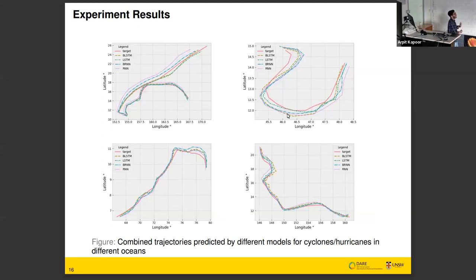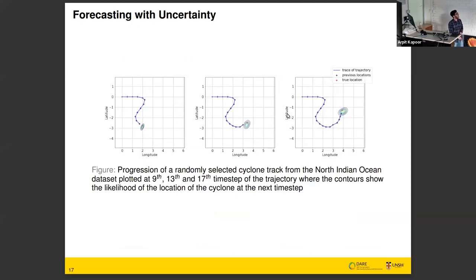But what we want to highlight with the Bayesian LSTM is that we also get the added advantage of uncertainty quantification. This is a picture that we've generated to demonstrate that. At each time step, we've tried to present how the uncertainty is presented. The blue is the trace of the cyclone at a given point in time. The red plus symbol represents the target value at that given time. And the black symbol shows the previous value, the current state of the cyclone's trajectory.